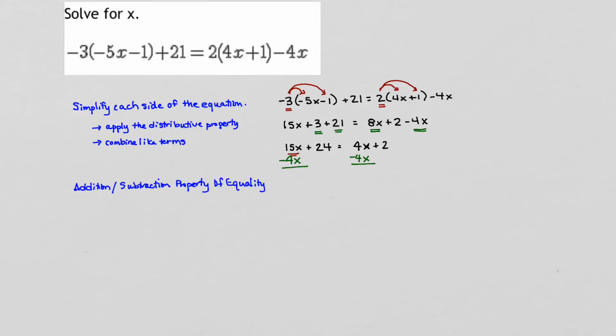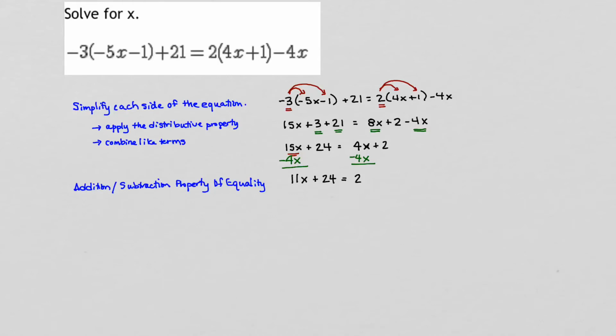And so 15x minus 4x gives me 11x. Combining 15x minus 4x gives me 11x. I have used the addition-subtraction property of equality to take the variable terms and combine them to one side of the equation.